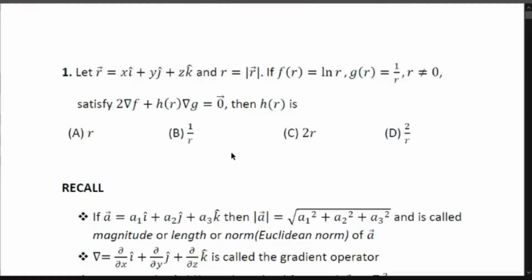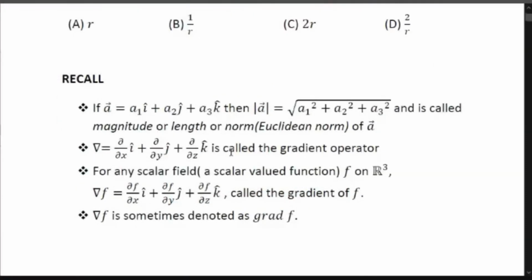So for this question, let us recall some things in vector calculus. I have listed some results or basic definitions of vector calculus. If vector A is given as a1i plus a2j plus a3k, then the modulus of that vector, sometimes called the magnitude, length, or norm, is given by the square root of a1 square plus a2 square plus a3 square.